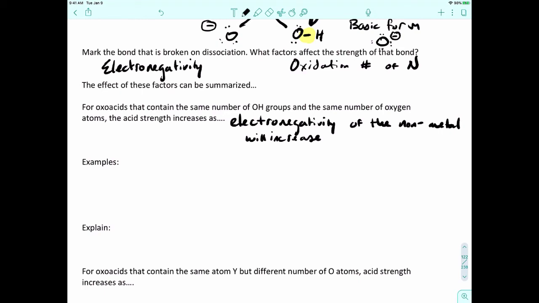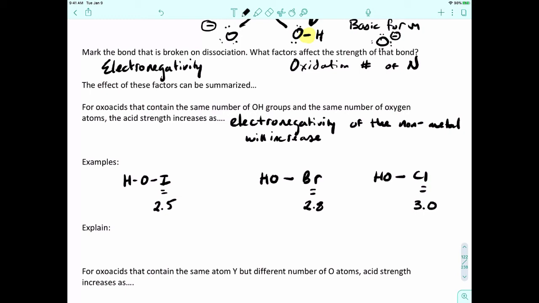So taking a look at a couple, three examples. Let's say you got an OH group that's bonded to iodine, an OH group bonded to bromine, and then an OH group bonded to chlorine. Okay, so we're looking at the iodine, bromine, and chlorine. Now, the electronegativity value of iodine is going to be 2.5. Bromine is going to be around 2.8. And then Cl is going to be around 3.0. Okay.